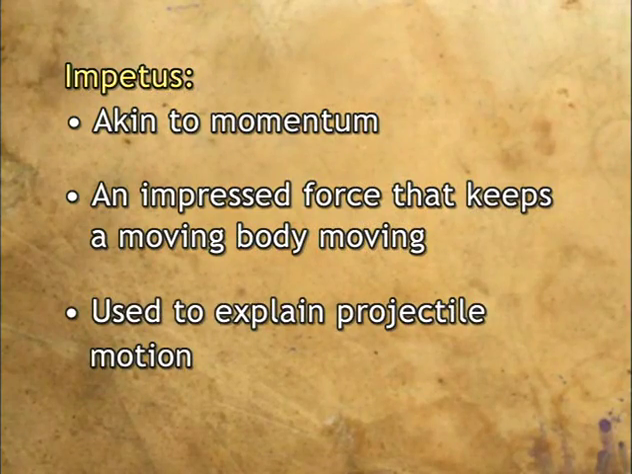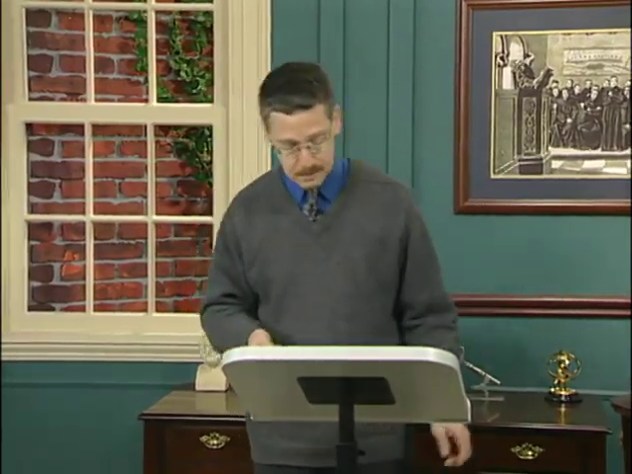And it was used, among other things, to explain projectile motion. Well, the heavenly spheres, since there's no resistance, they're not moving through a medium like a projectile through the air, the impetus shouldn't be dissipated. In other words, they shouldn't slow down once they're started.